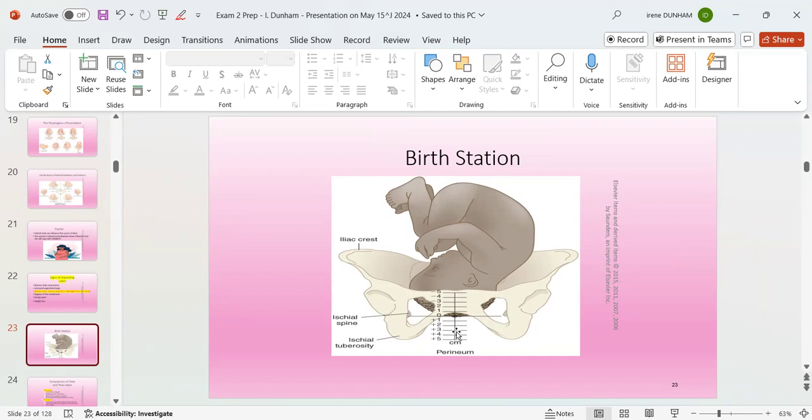When you get down to like a +3, you can really feel that head with no problems whatsoever, and the perineum starts to bulge on you. And then the baby is coming. So that's all that we talked about when we talk about station.